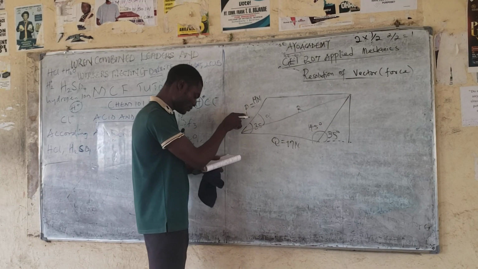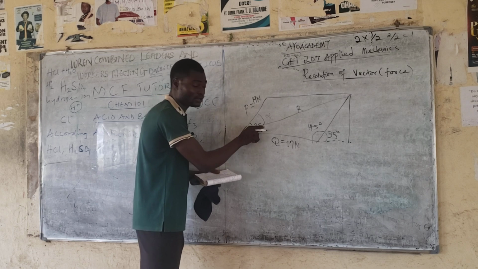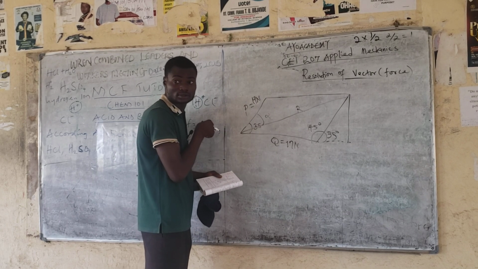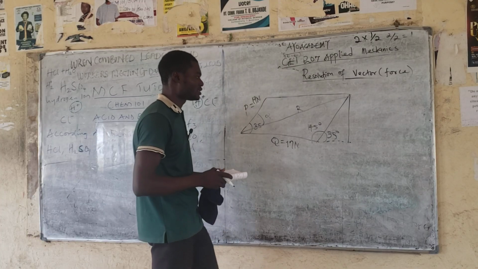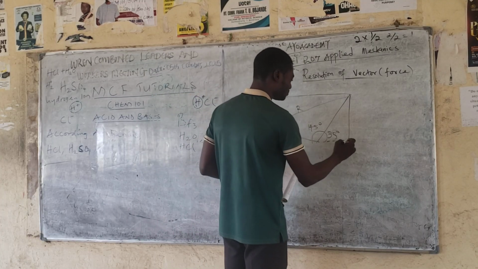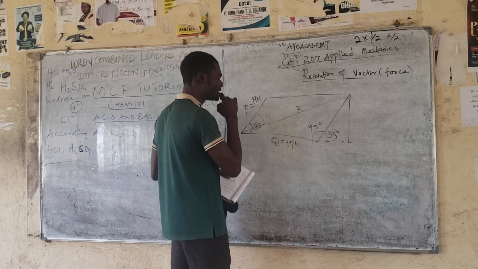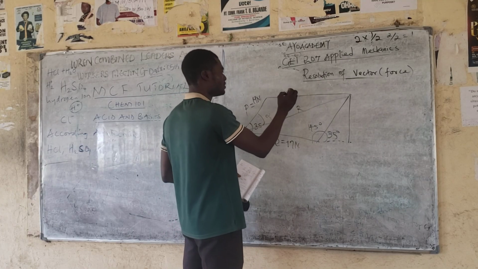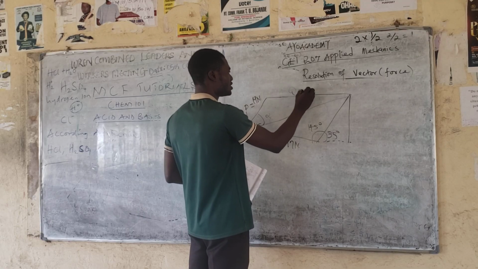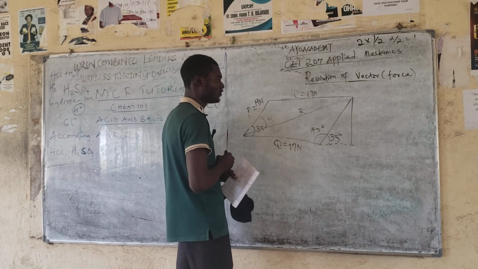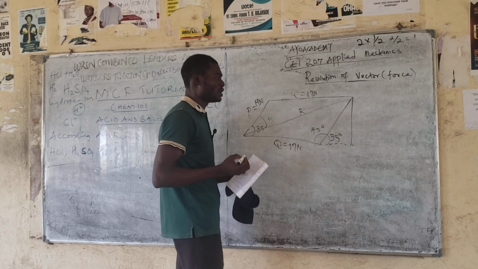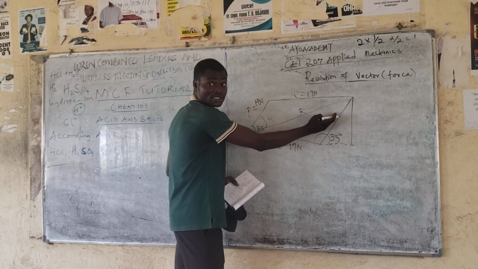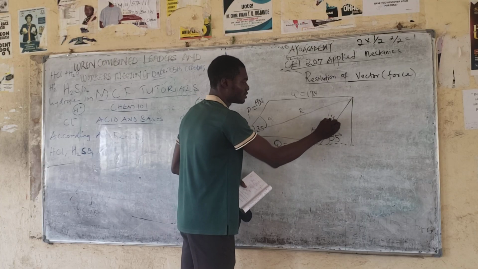So they ask us to find the angle between P and this R, not Q and R. So how are we going to find it, brothers and sisters? If you look at this side and this side, they are the same, right? So this place is also Q, which is equal to 17 newtons. Are you following me? This line here is still the same thing as this one. Is that clear now? So this is 19.